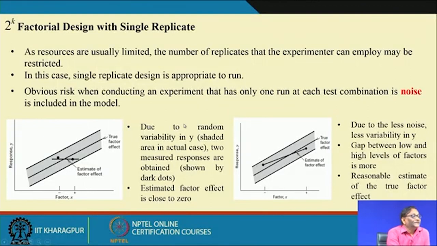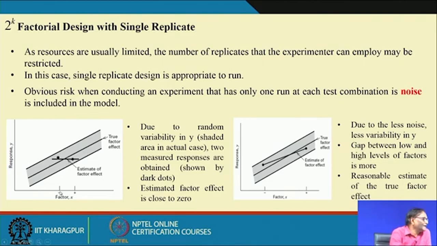Now if you do that, the effect of noise cannot be separated out ultimately, and because the replication n is 1, the error estimation will become incomplete, or difficult. That is the true factor effect, which is inclined slightly, and this may be the 95% bound. So, if you have less number of observations like the single replicate case, you may get a predicted or fitted line like this, which is deviating from the true factor effect line.